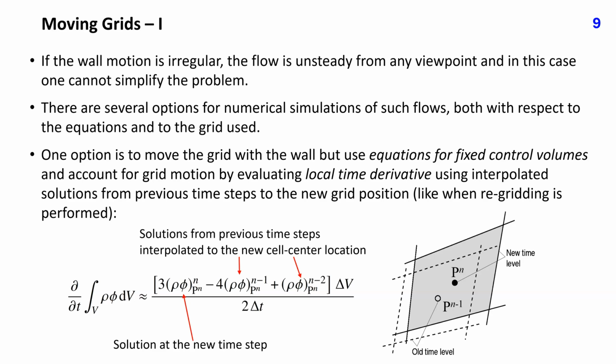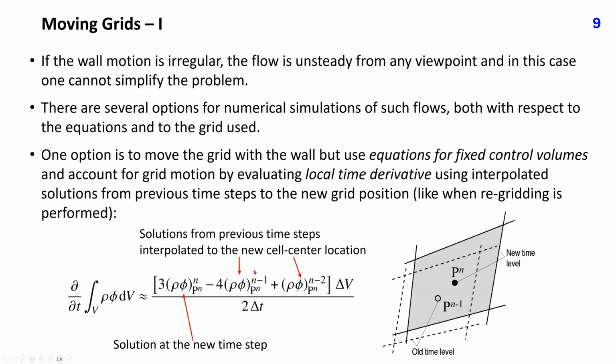One option is to move the grid with the body but use equations for fixed control volumes and account for grid motion by evaluating the local time derivative at cell centers using interpolated solutions from the previous time step to the new grid position. The same approach is used when regridding is performed. For example, to compute the local time derivative at the new cell center location when using the quadratic backward scheme with 3 time levels, this expression is used.